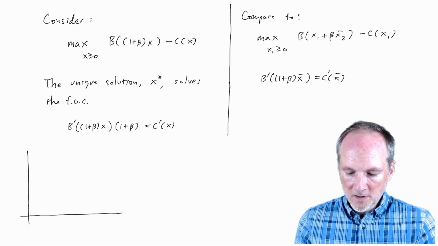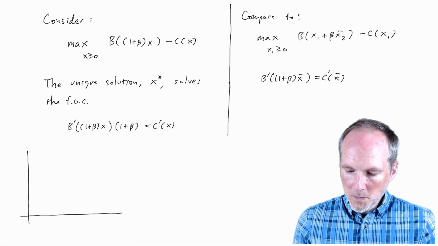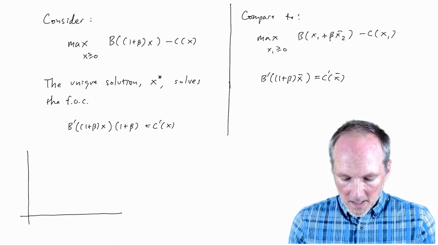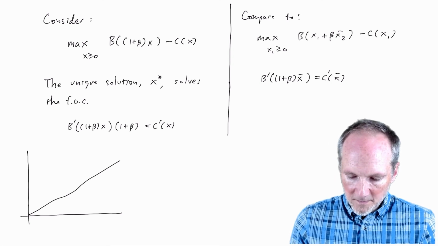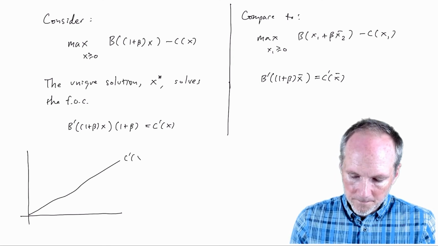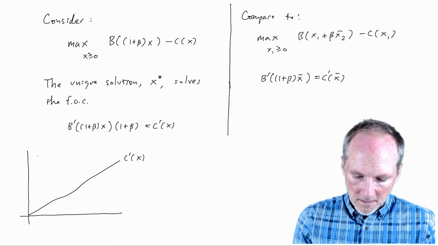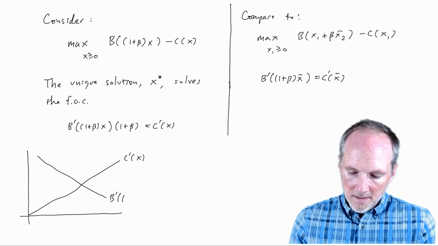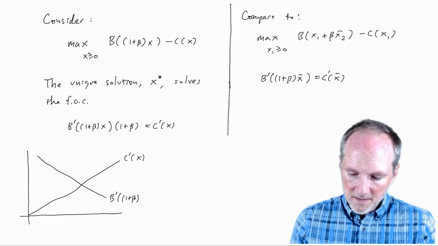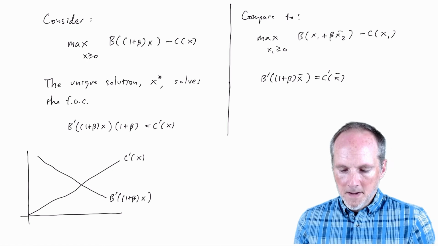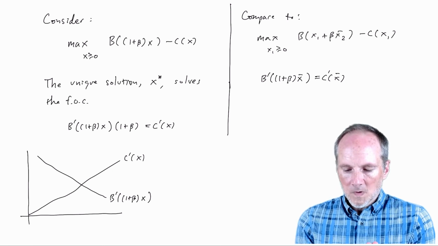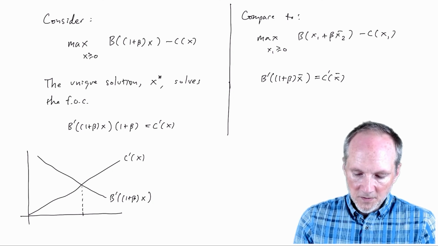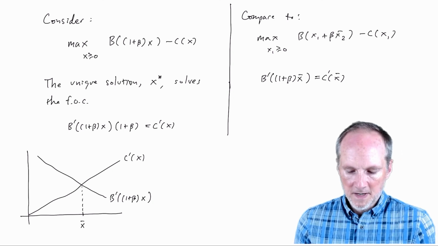Well, let's go back to our picture of equilibrium with the marginal benefit and marginal cost curves crossing. So marginal cost was some function like this. Marginal benefit, remember we were talking about marginal benefit evaluated at 1 plus beta times x. Okay. The equilibrium activity level was determined by the intersection of those graphs. That gave us our x bar. Okay.